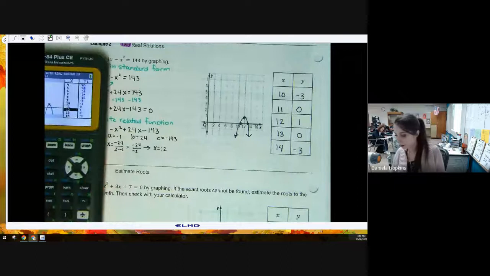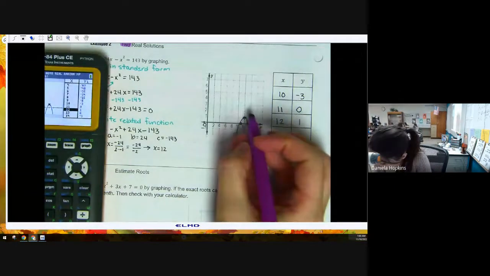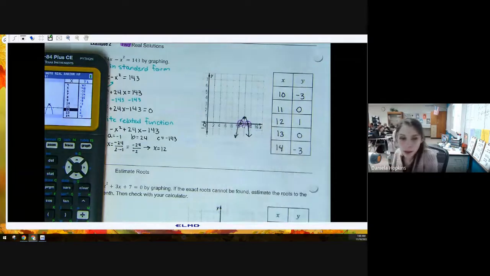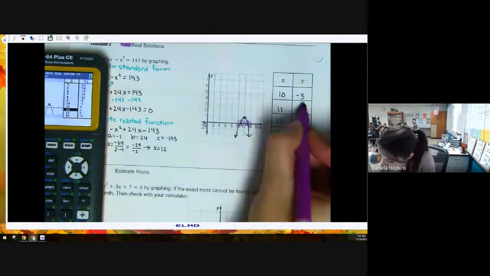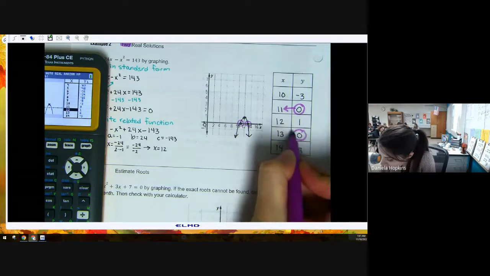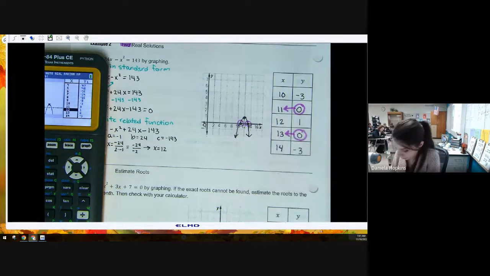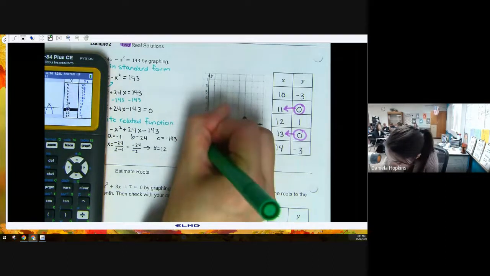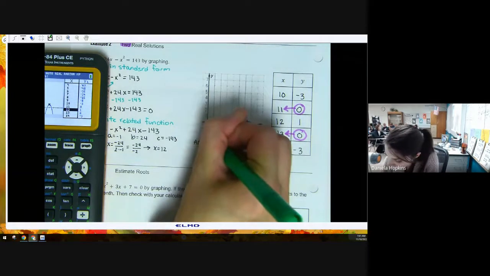I have my graph, and I can see where my zeros are. They're at 11 and 13. I can see that from the table, though, as well. Remember, if you have a 0 in your y, the thing that's next to it is your root, or your 0. So on my homework assignment, I would just fill out my axis of symmetry. We did calculate that was x equals 12.